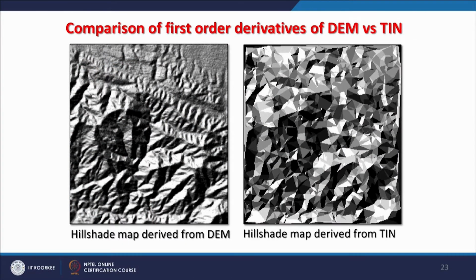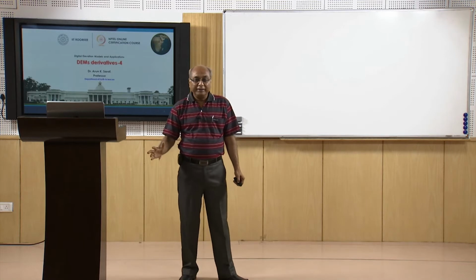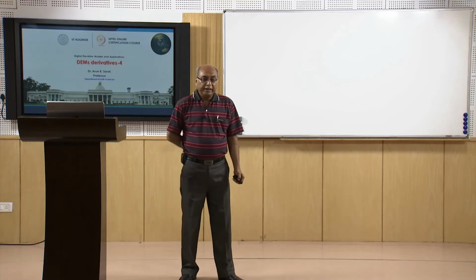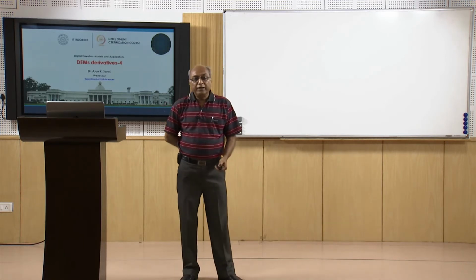If I derive a hillshade and put everything in grayscale, generally hillshades are put in grayscale, then for the same area it looks like this, and in the case of a TIN it looks like this, and again the boundary issue will be there, because the input TIN has a boundary problem. So, whatever derivatives we get through that TIN will also carry those boundary issues, otherwise it is possible to derive them.